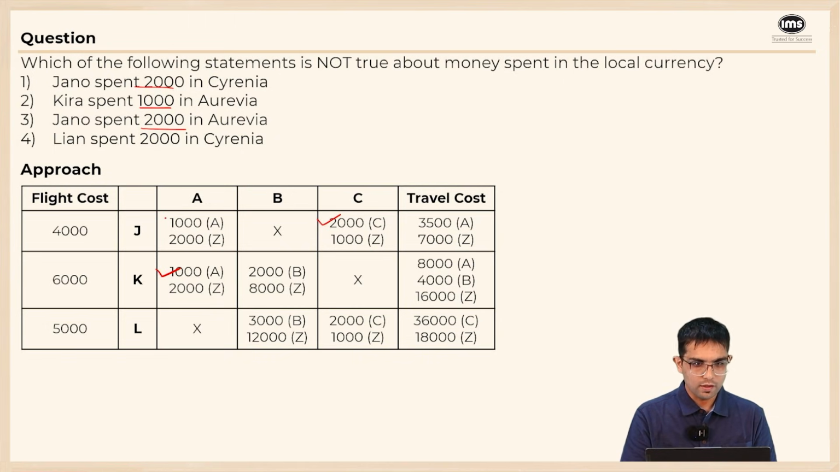J spent 2000 in A. No, that seems to be incorrect. And finally, L spent 2000 in C is correct. So option 3 is the only incorrect one, and that's something that we needed to find out. Hence, option C is correct.